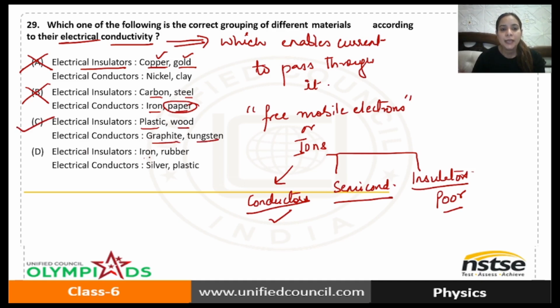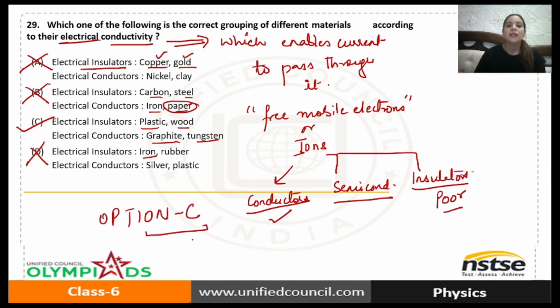Electrical insulators, iron. Do you think iron is an insulator? No. So that is the reason the substances given in option C give you the correct combination: insulators as plastic and wood, and conductors as graphite and tungsten. So the correct answer is option C.